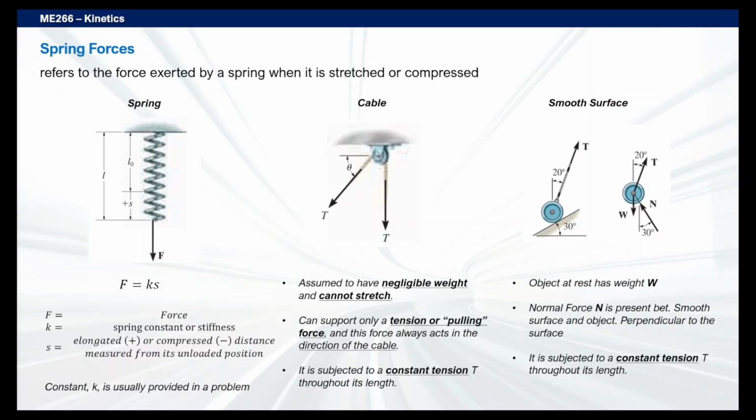For a spring, the formula here is F = ks, where k is the spring constant or stiffness. s here is the elongation, basically. So it's positive when your final position is greater than your initial position, and it's negative if the spring is compressed, when your final position is less than your initial position.